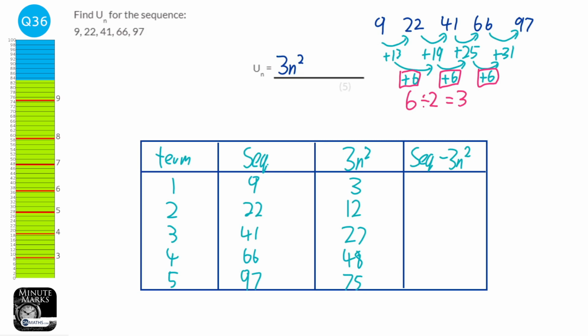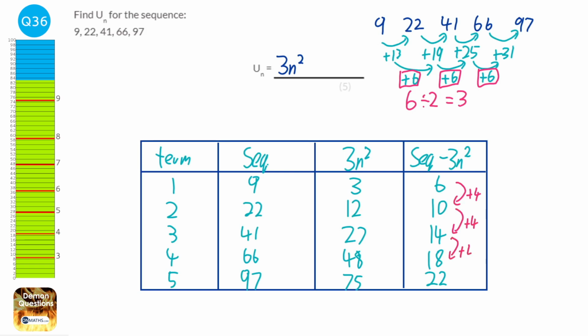So 9 take away 3 is 6. 22 take away 12 is 10. So they're not the same with this. 14, 18, 22. Now, what do you notice? Well, we notice that these ones here are going up in 4s. So we've got a linear sequence here. So they're going up in 4s.